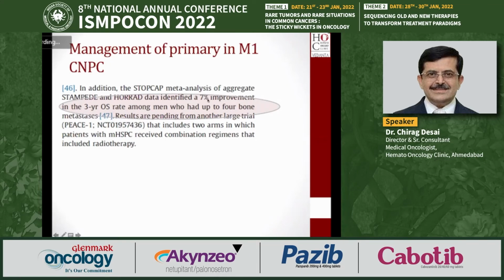It identified a 7% improvement in 3-year survival. This is a very short interval, but nonetheless there is a 7% improvement among men who had up to 4 bone metastases. If the patient has widespread metastasis, there is no difference. But for up to 4 metastases, if you are not a believer of treating all the sites of metastasis, at least treat the prostate. And PEACE-1 included two arms in which patients with HSPC received a combination regimen that included radiotherapy.